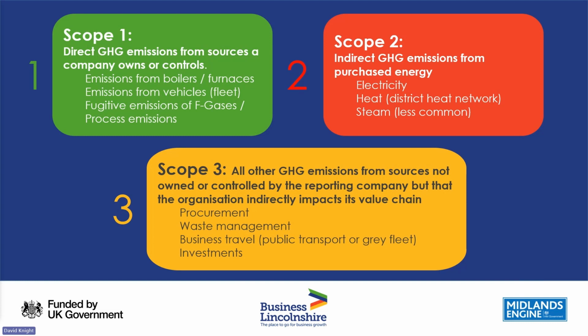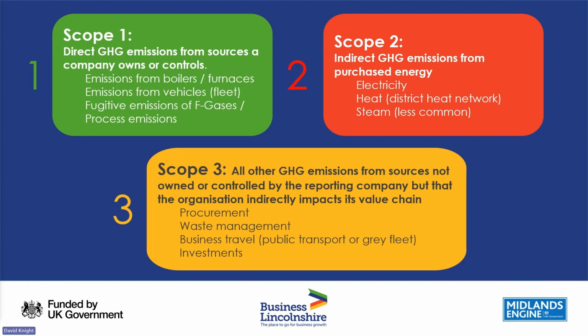So here we're talking about boilers, so the gas you burn in your boilers, and any fleet vehicles you own. If you have air conditioning and refrigerative plant, the F gases, the refrigerants that go into it, have significant impacts on global warming. So again, they need to be accounted for as well. The second element is scope 2, and here for most organizations we're talking strictly about the purchase of electricity.